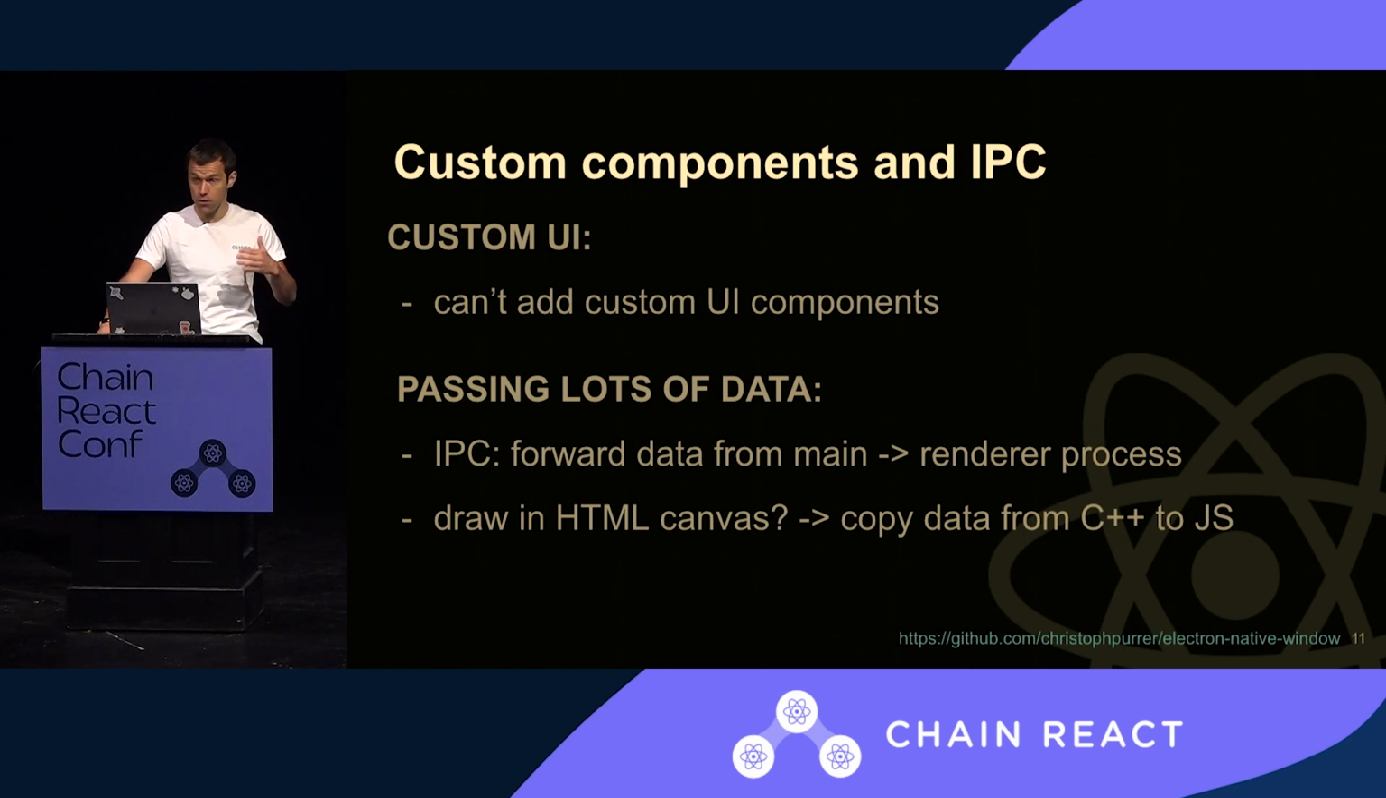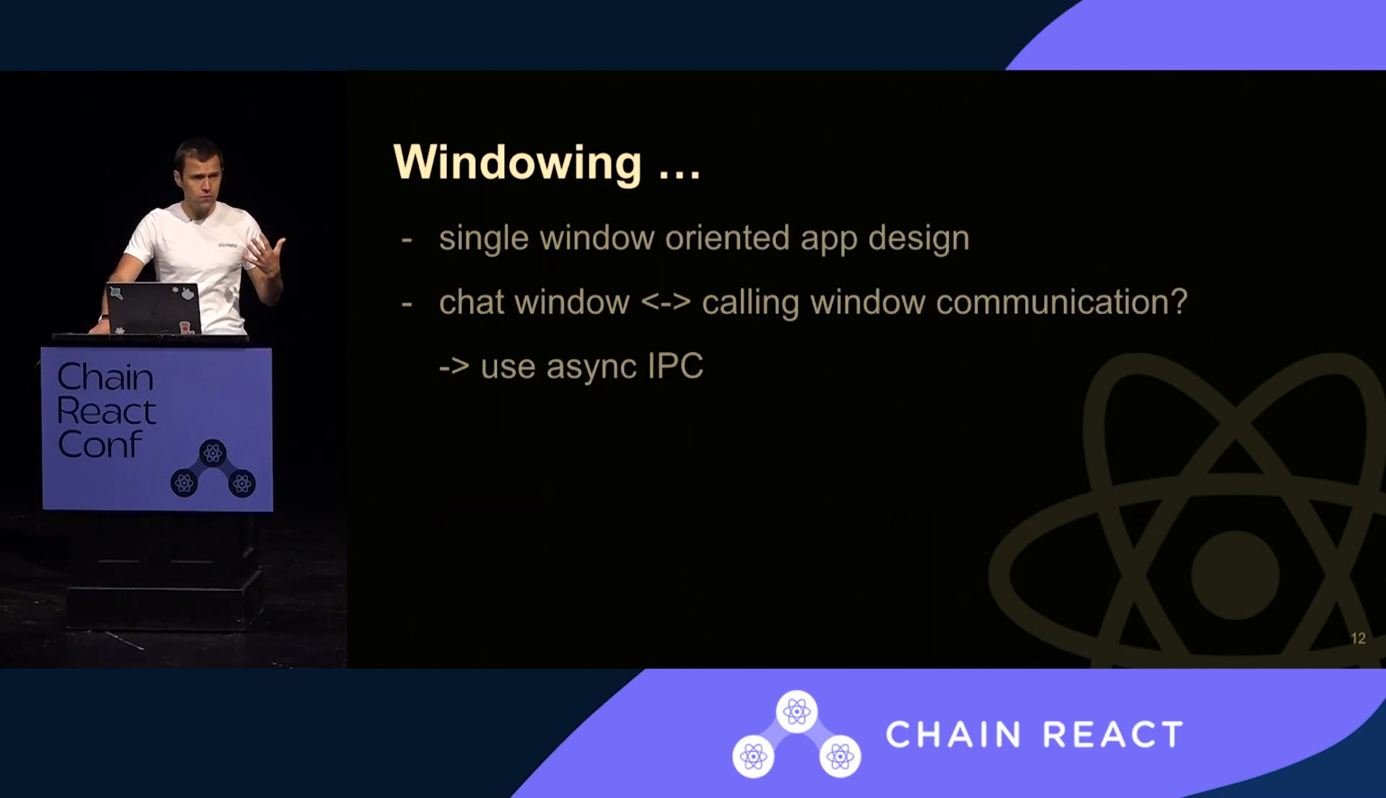And we thought the only way would be to copy data from C++ into the HTML canvas. So anyway, we either copy data or we have a really awkward user experience. Some other side effects we were running into: windowing. We had two windows, a calling window and a chat window. Those should be in sync. So once again, you have to do some IPC communication: calling window, main process, chat window, back and forth. Not really complicated, but a little bit of overhead.